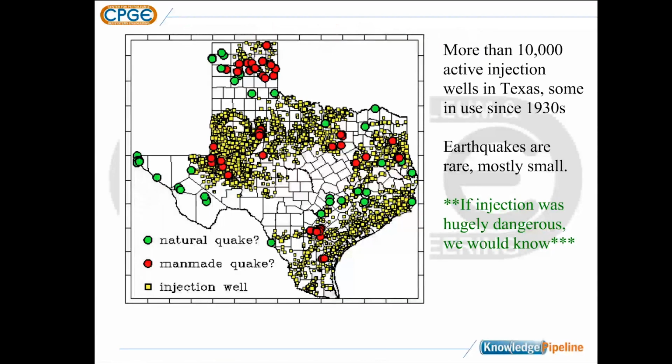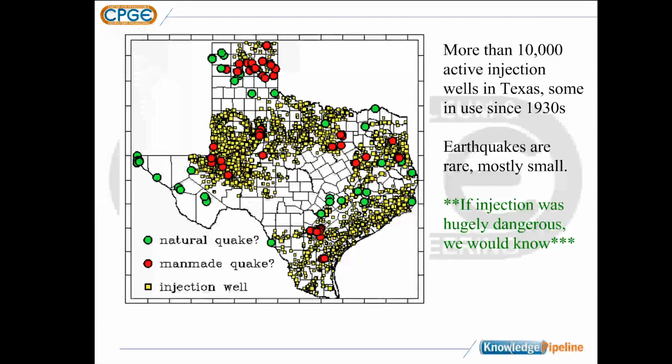Now, it turns out there is a great many injection wells in Texas and in the United States, and some of these have been in use since the 1930s. Here's a map of Texas, and the circles are earthquakes. The green circles are almost certainly natural earthquakes because they aren't near any oil and gas fields or injection wells, so they would have to be natural. The red circles might be natural, or they might be caused by humans because they are near, in this case, the yellow squares, which are injection wells. As I said, there's tens of thousands of injection wells, some of these used since the 1930s.